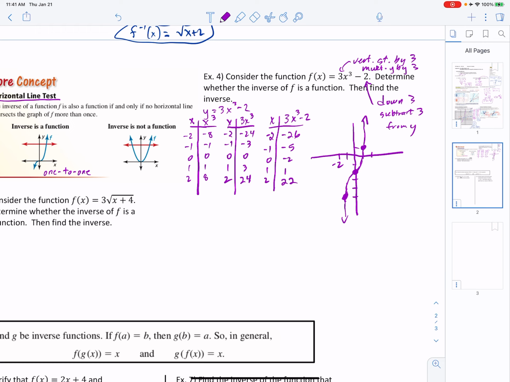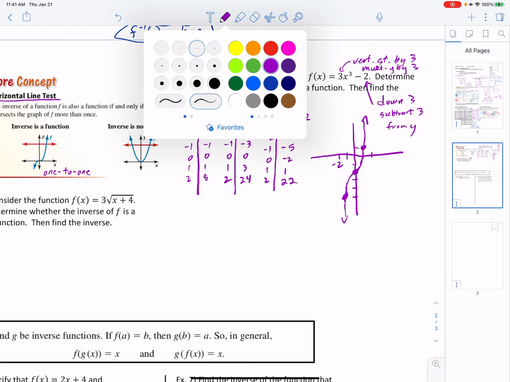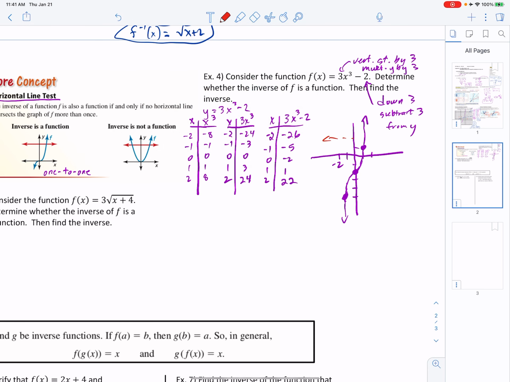And it passes the horizontal line test. If I draw a horizontal line anywhere, it hits only once. So yes, its inverse is a function. And so you need to state that because that was part of the problem. And it says then find the inverse.